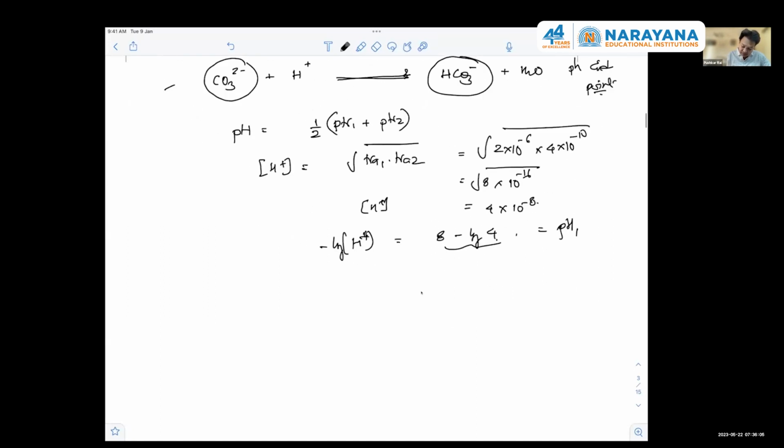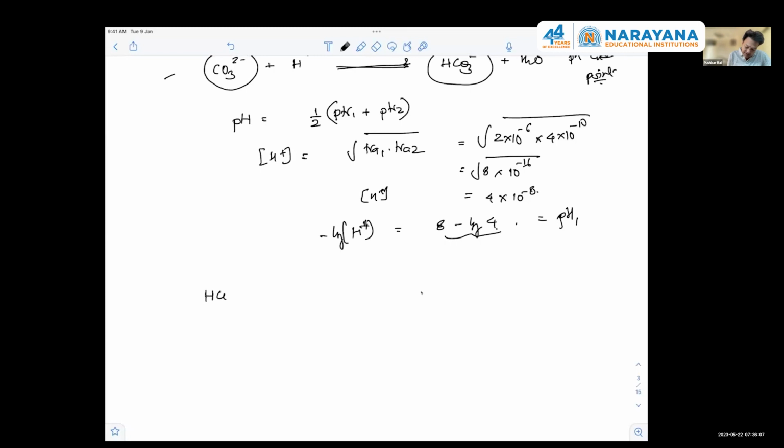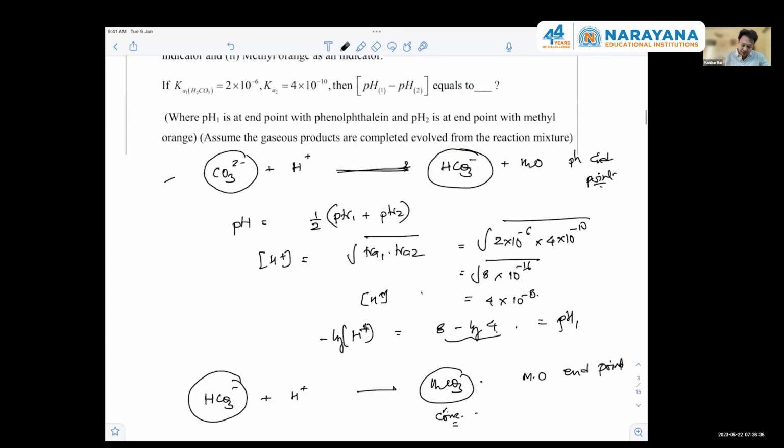Now you're further titrating it, and it is taking one more H plus ion and getting converted into H2CO3. This is called the methyl orange endpoint. At this point, HCO3 minus will be totally converted into H2CO3. So how much H2CO3 you will get? Here, concentration is required. Be alert. The problem is based on the fact that here concentration is required. So read the question carefully.